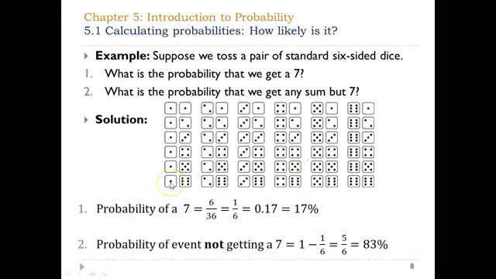We're interested in getting a sum of 7. So this outcome here, 1 and 6, this one right here, 2 and 5, 3 and 4, 4 and 3, 5 and 2, and 6 and 1. There is 1, 2, 3, 4, 5, 6 favorable outcomes out of 36 possible outcomes. Probability of a 7 is 6 divided by 36, or 1 over 6, which is 17%. Probability of event not getting a 7 is 1 minus 1 over 6, or 83%.